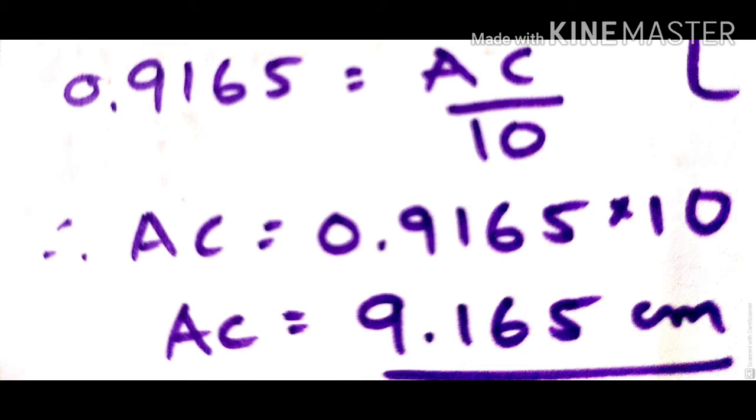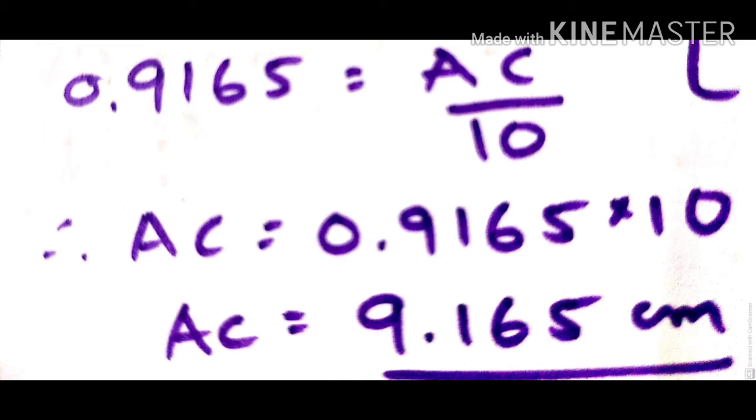So now in our ratio, AC is equal to 0.9165 multiply 10, cross multiplication you see, and AC is equal to, one place we move on the right side. So 9.165 centimeter is our AC value. Okay, so the second answer we also found, that is the length of AC. We got 9.165 centimeter. Now the third, they ask the size of angle AEB.